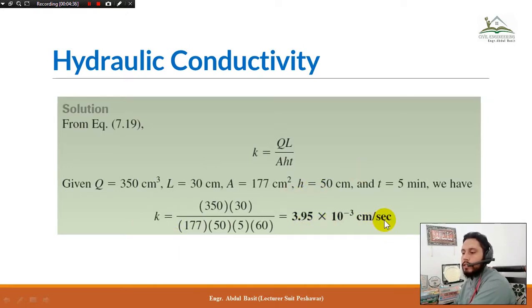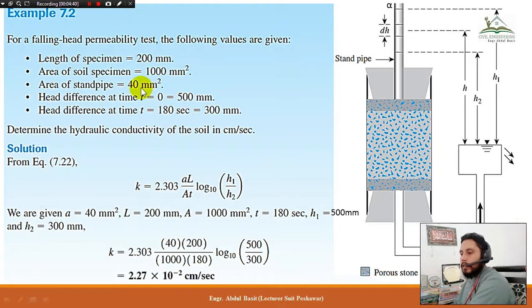So this is quite a simple numerical on the laboratory condition. Similarly, we are going to discuss the same situation for the falling head permeability test. What will be that procedure? This is the arrangement given for the falling head permeability test. I already explained it in the previous lecture.